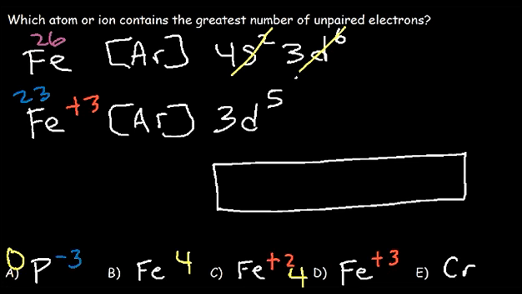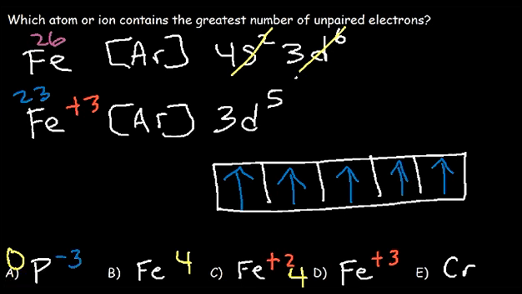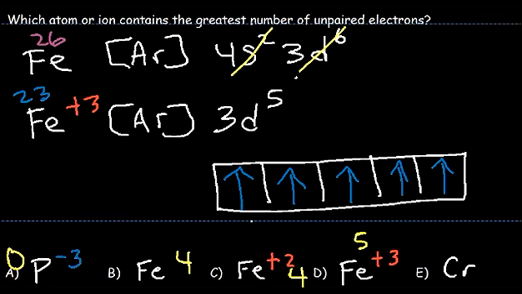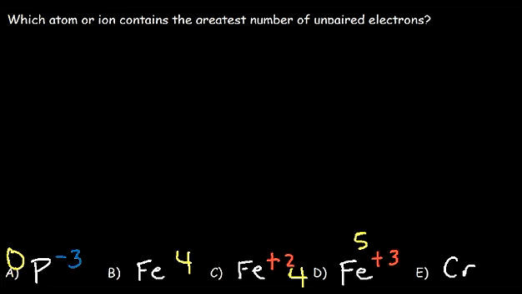So if we draw the orbital diagram, we're going to have a total of 5 unpaired electrons. So this substance is also paramagnetic, and right now it's in the lead. So now the last thing we need to look at is chromium. How many unpaired electrons does chromium have? For the sake of practice, go ahead and write the configuration for the chromium atom.